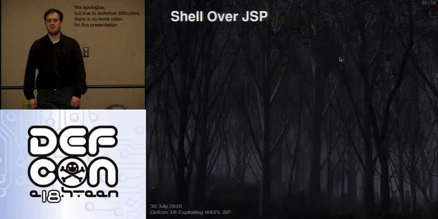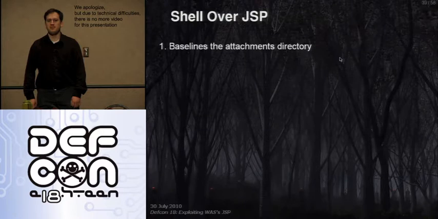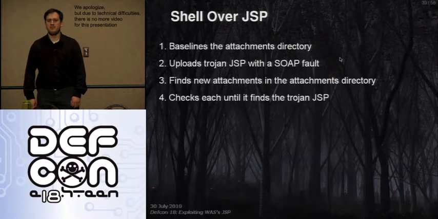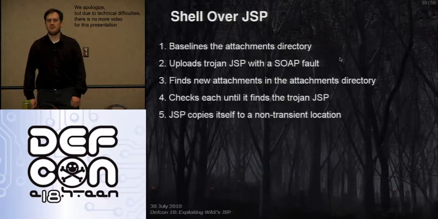So, to demonstrate this, we have a little cute SOAP shell over JSP, which baselines the attachment directory, uploads the JSP with the SOAP fault, finds new attachments, and then checks that it actually has this attachment, in case the service is already handling attachments, in which case you have to find your own. There is a race condition here on some servers, depending on how they're configured and how the timeout is, especially in WAS instances deployed for development instead of production. So in our case, we need to copy our JSP quickly out of that directory so it doesn't get removed while we're using it, which is kind of frustrating.